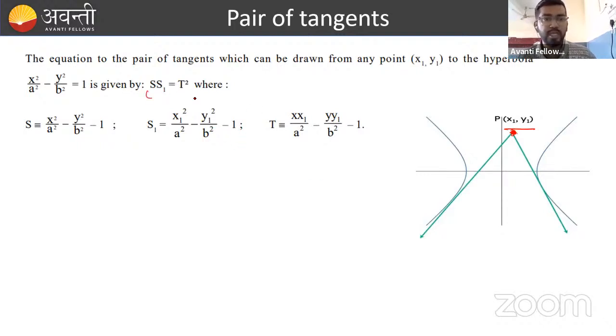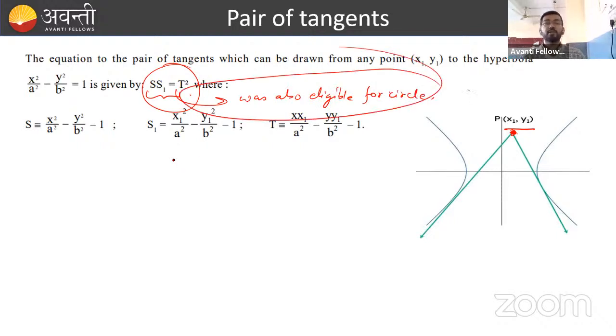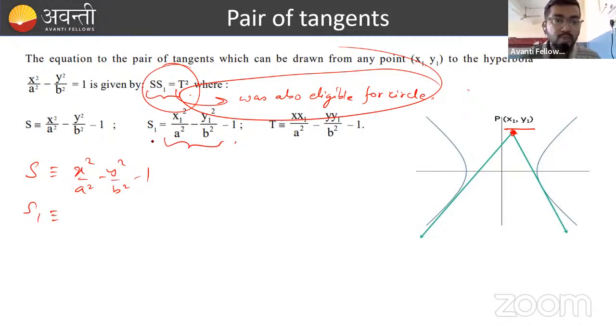The equation is given by s1 equals t square. This equation for a pair of tangents was also applicable for the circle, right? If you remember the chapter on circle, this was there in the circle chapter also. So what is s? S is the equation of the hyperbola given to us, minus 1. What is s1? S1 is when you substitute x and y as x1, y1, the point that is given, and t is the equation of the tangent when that point was on the hyperbola. So you have to remember this thing.